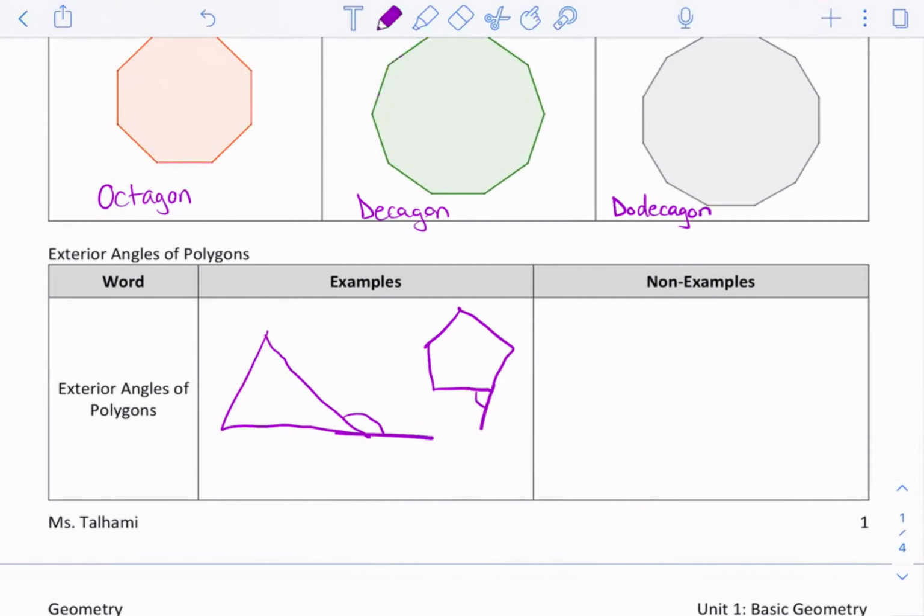So make sure you're not doing something like this where you're just poking out randomly and saying, hey, that's my exterior angle, because it's not. If you notice, it's not an extension of one of the sides. It bends here, so that's the problem. If I want it to be an exterior angle, it has to be straight along that line.